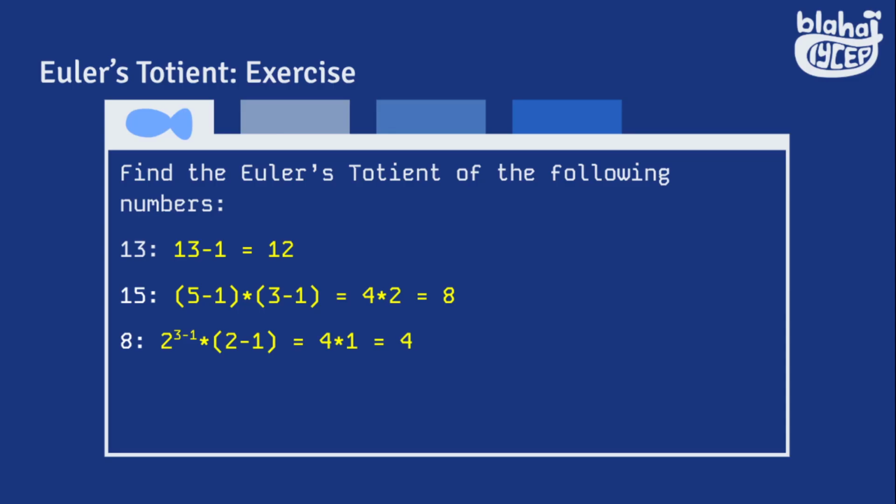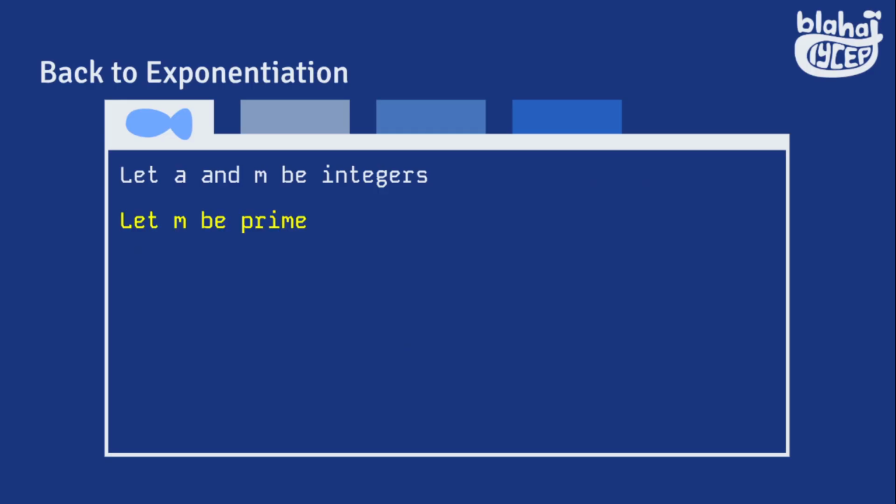Any questions? Alright, if no questions, then we'll move on. So back to exponentiation. If we have a and m, so let's say a is equal to 3 and m is equal to 7, which is prime. a to the power of m is congruent to a times a to the power of m minus 1.